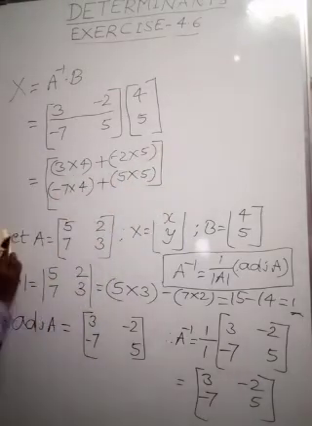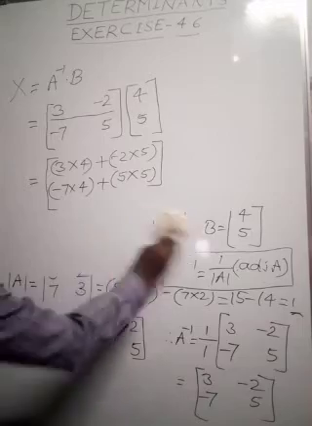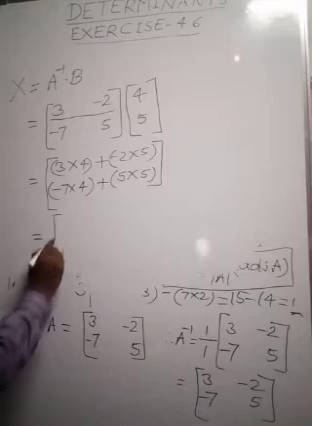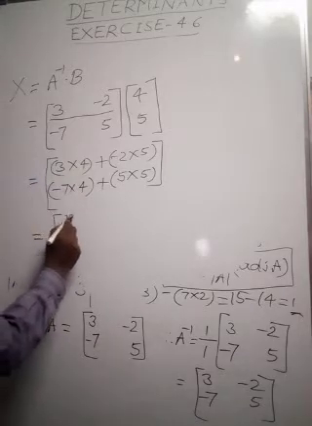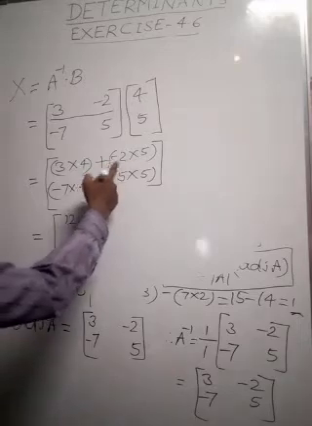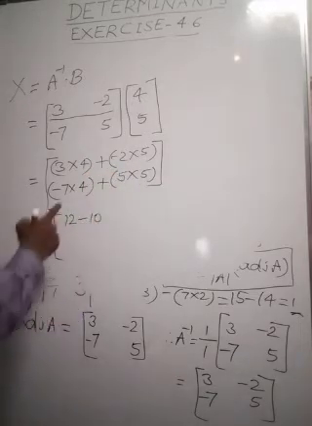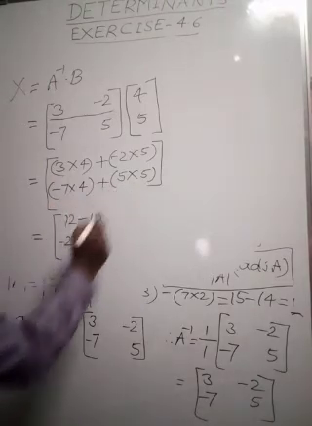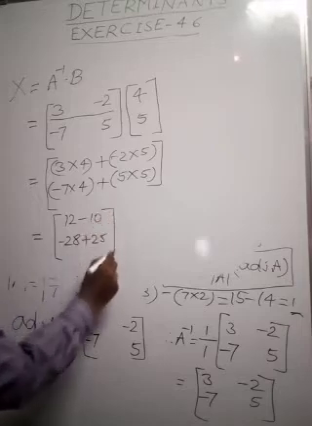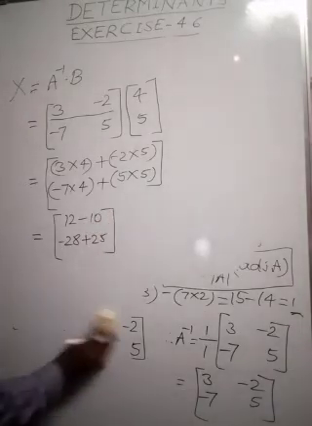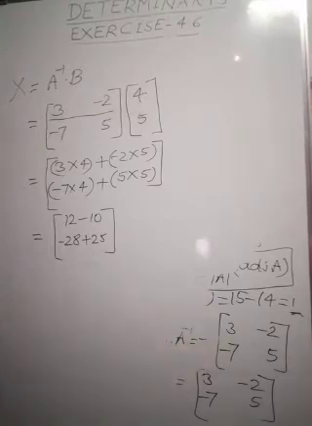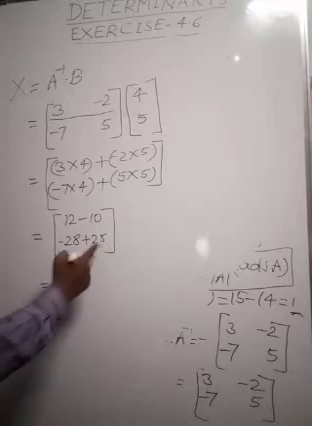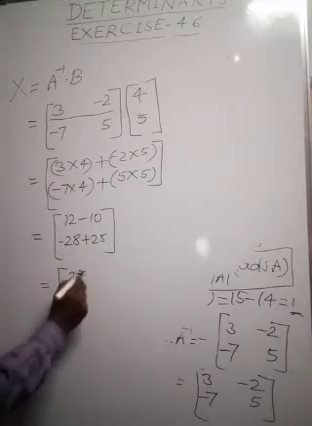Okay, my dear children? Understood this step? Right. Now we simplify. What do you get here? 3 into 4, 12, plus minus 2 into 5, minus 10. Similarly here, minus 7 into 4, minus 28, plus 5 into 5, 25. Again, let us simplify these numbers. 12 minus 10, 2. Minus 28 plus 25, minus 3.